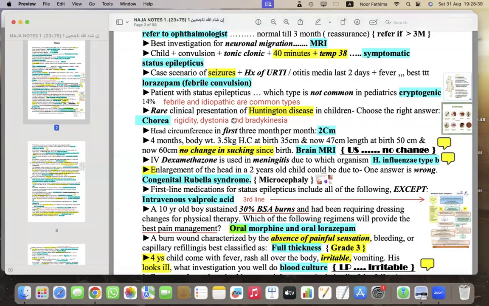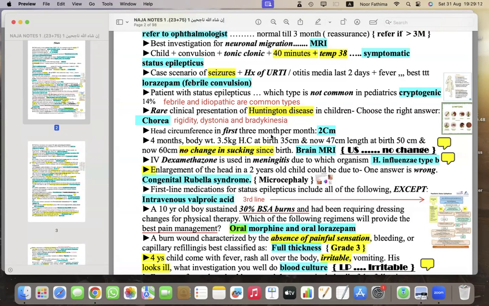Next is the rare clinical presentation of Huntington's disease in children. They are telling chorea, but I am not sure. I have to check this question. They are choosing the answer as chorea, but I don't know. What about rigidity, dystonia, and bradykinesia? I don't know.